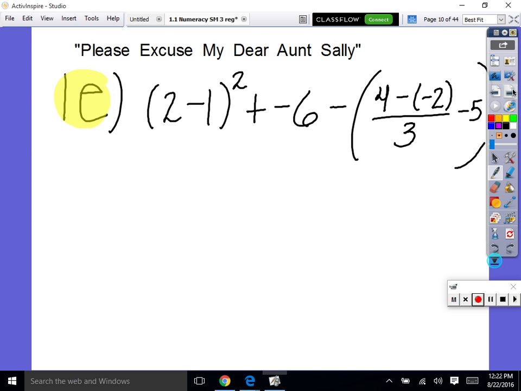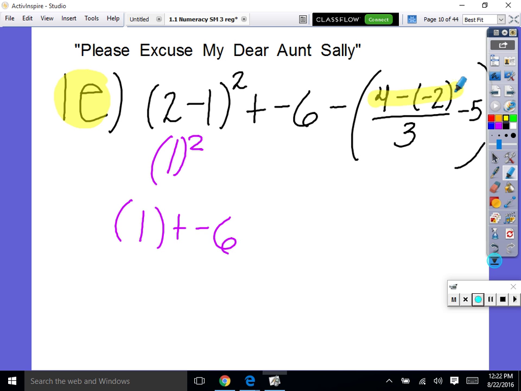Okay. What about this one? Should we go for it together? Simplify in your parentheses first, guys. So inside here we have 1 squared, which is 1. And then we have plus negative 6. We're simplifying in our parentheses. Now I'm going to show you something. All that stuff's divided by 3, right? So we've got to actually simplify that top part first, because all of it's divided by 3.